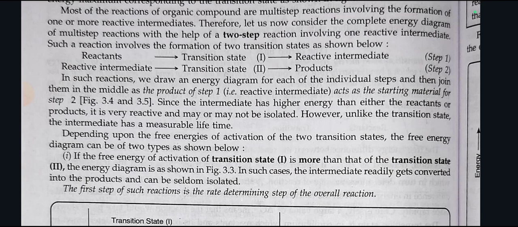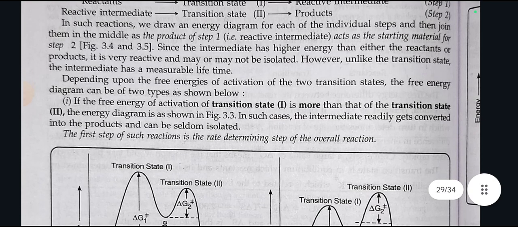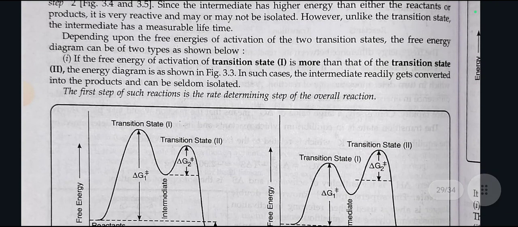In such reactions, we draw an energy diagram for each of the individual steps and then join them in the middle, as the product of step 1, that is the reactive intermediate, acts as the starting material for step 2, figures 3.4 and 3.5. Since the intermediate has higher energy than either the reactants or products, it is very reactive and may or may not be isolated. However, unlike the transition state, the intermediate has a measurable lifetime.